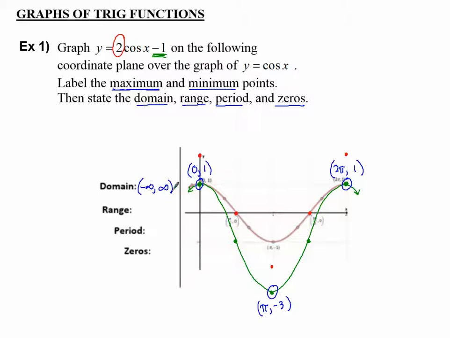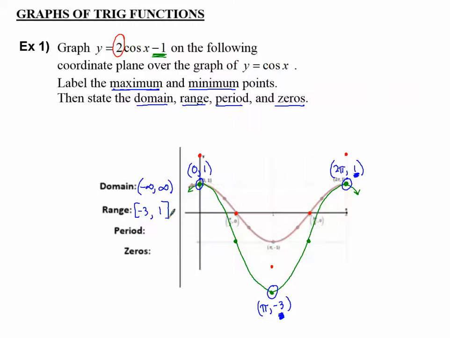The range, how far down and up, because the range means the y, how far down and up the graph goes. The lowest point the graph goes is negative 3. The highest point the graph goes is 1. So our range goes from negative 3 to 1, inclusive. Notice that we're using a closed bracket because we're including those points. It actually goes all the way there.